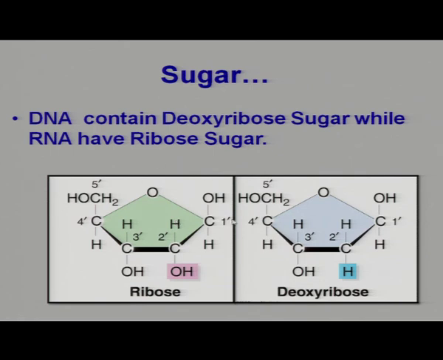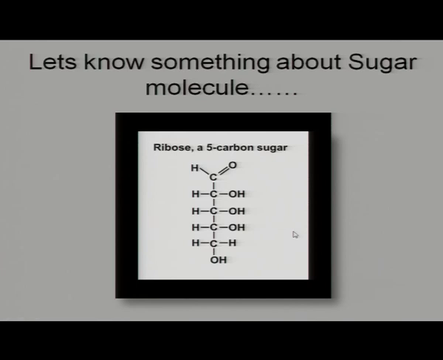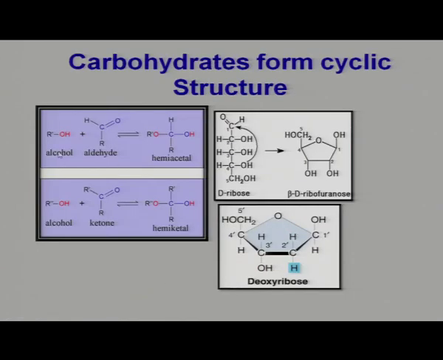If you can see, these sugars are found in cyclic structure. What is the reason behind this? Why is the carbohydrate molecule found in cyclic form? And the answer is formation of hemiacetal and hemiketal.